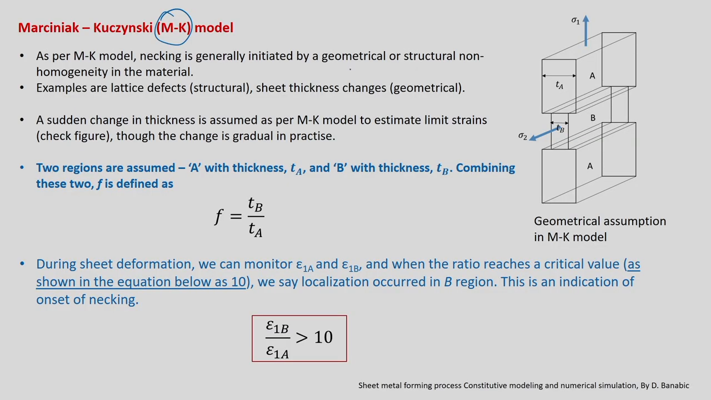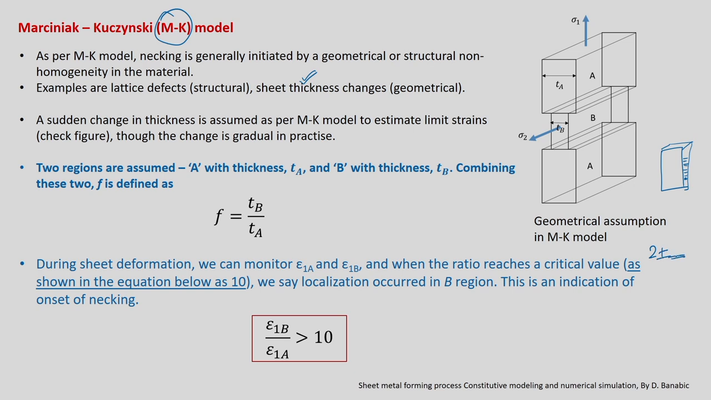You have geometrical defects, for example, sheet thickness change. Suppose you take a sheet of, let us say, 2 mm thickness, but it's not going to be 2 mm everywhere. Here it could be 1.98, 1.99, 1.985. Here it could be 2.01, 2.22, 2.05. So it can vary within a small region. We say 2 mm plus or minus some value, it can change.